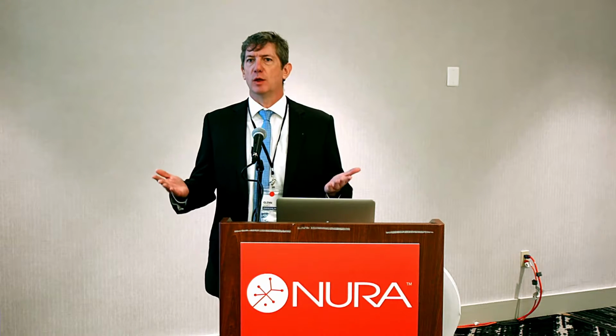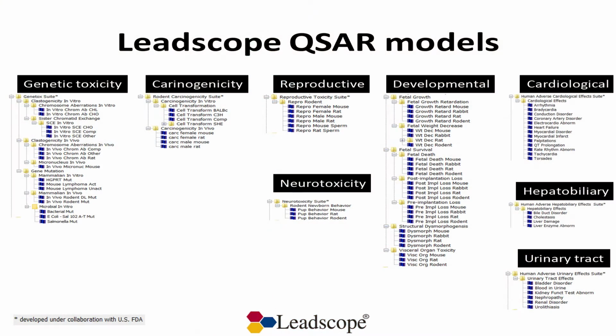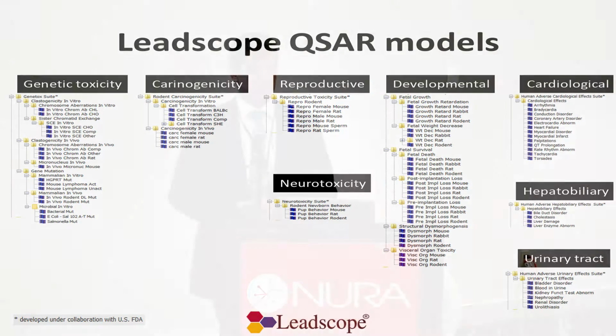Here's a quick summary of the types of models. We have a lot more than just models that predict bacterial mutation. They cover genetic tox, rodent carcinogenicity, reproductive and developmental toxicity, some organ toxicities, cardio, nephrotoxicity, and hepatotoxicity, as well as some neurotoxicity models.